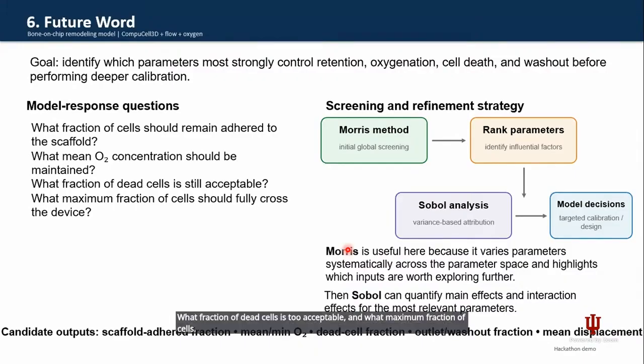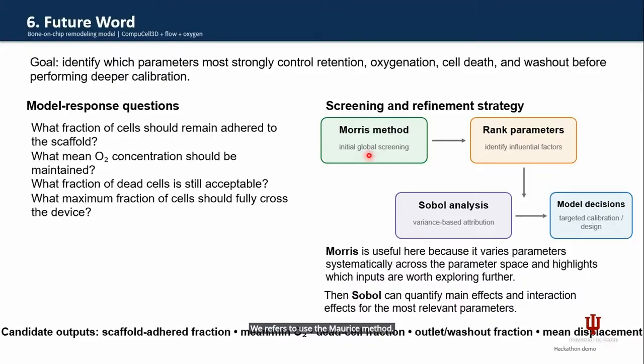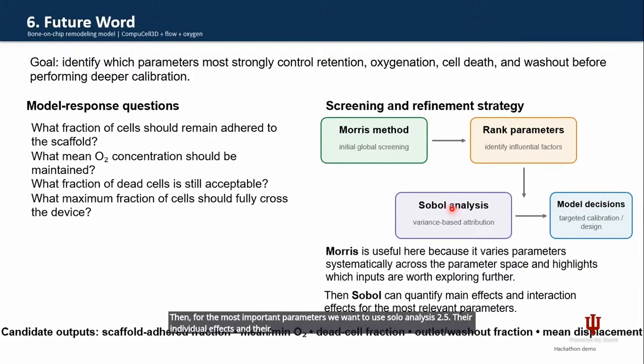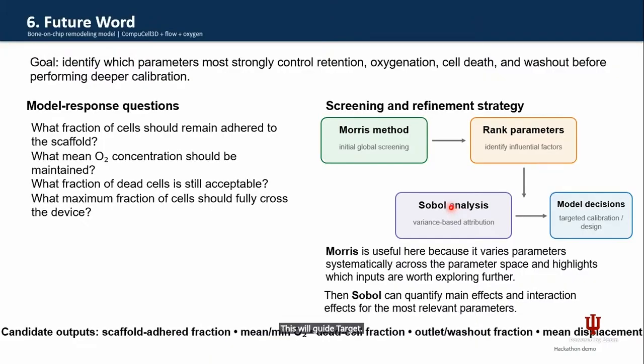fully cross the device. We will first use the Morris method for global screening to identify which parameters actually influence these outputs. Then, for the most important parameters, we want to use Sobol analysis to quantify their individual effects and their interactions. This will guide target calibration in future scaffold or operating condition optimization.